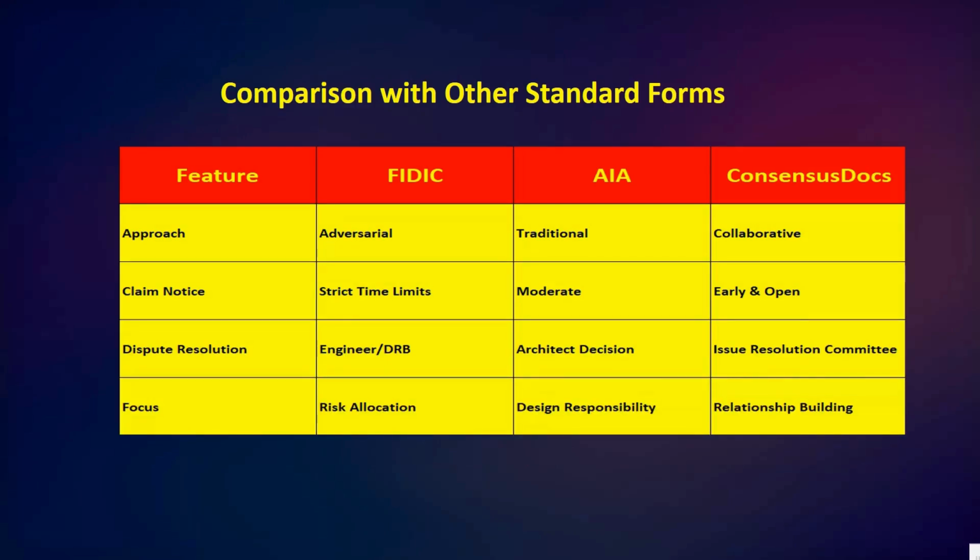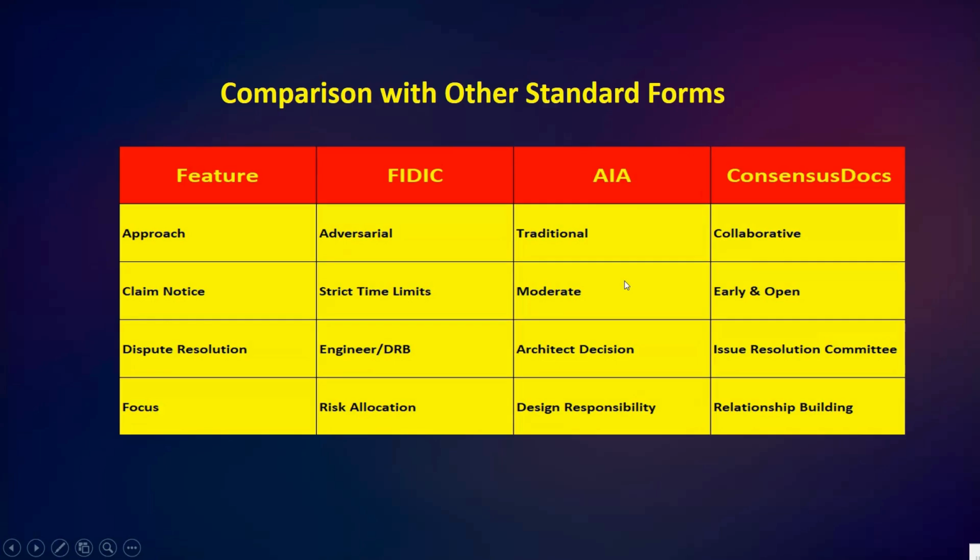Here we have the comparison with other standard forms. Here you can see we have the features of FIDIC, AIA, and ConsensusDocs. Under approach, FIDIC is the formal one, then AIA is the traditional, then ConsensusDocs is the collaborative.